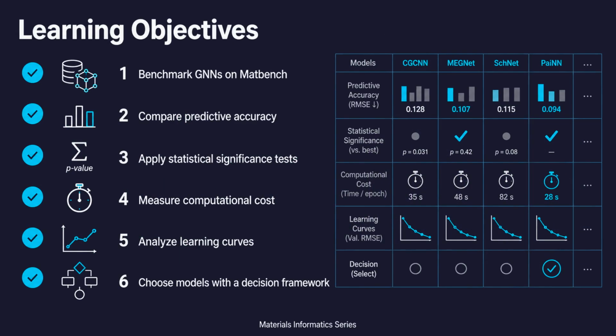By the end of this chapter, you'll understand the MapBench benchmark structure and evaluation protocol. Compare prediction accuracy of random forest and CGCNN with proper statistical testing. Measure and compare computational costs. Analyze data requirements using learning curves. Compare interpretability methods like SHAP values and attention mechanisms. And build a decision flowchart for practical method selection.